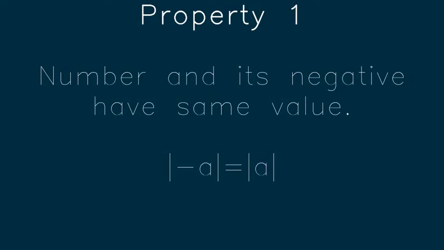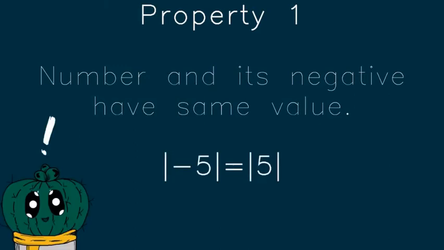value. For example, say that a is equal to 5. The absolute value of negative 5, which is on our left side, is going to be 5. And if you have on the right side the absolute value of 5, the answer still is 5. So you get equal answers on both sides. This is the first property, and we have an example over here.